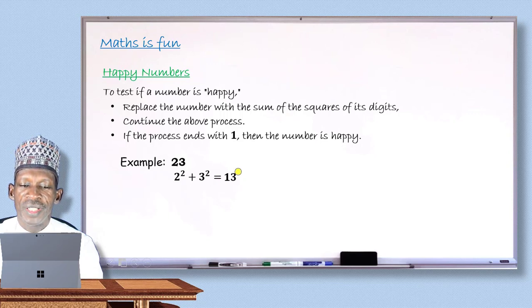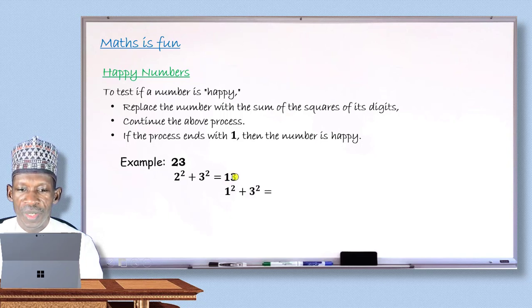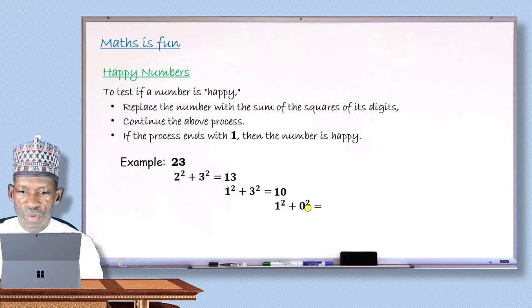So I'll continue. If I don't see 1, I'll continue. Now I'll find the squares of this number. That is 1 square plus 3 square. 1 square will be 1, 3 square will be 9. So the result will be 10. So I'll continue. I will now take 1 square and 0 square. 1 square gives me 1. 0 square gives me 0. So adding 1 and 0 gives me 1 finally. So you can see this 23 ends at 1 by doing this process, which means 23 is a happy number.